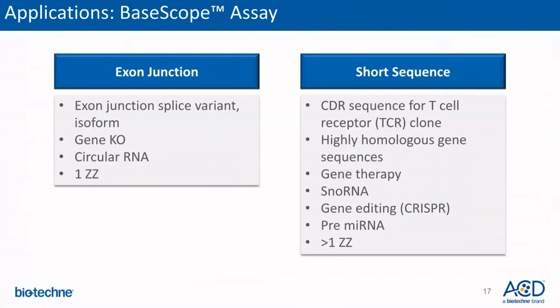These are some applications of the BaseScope assay. As you can see, the BaseScope assay can be used for detection of the exon junctions, the splice variant isoforms, gene knockout, circular RNA detection. All of these are very short targets, and usually we will design a 1ZZ probe for detection of such unique exon junctions. And for short targets, you can detect highly homologous gene sequences. You can detect small nuclear RNAs. You can detect gene editing through CRISPR and pre-microRNA sequences as well.